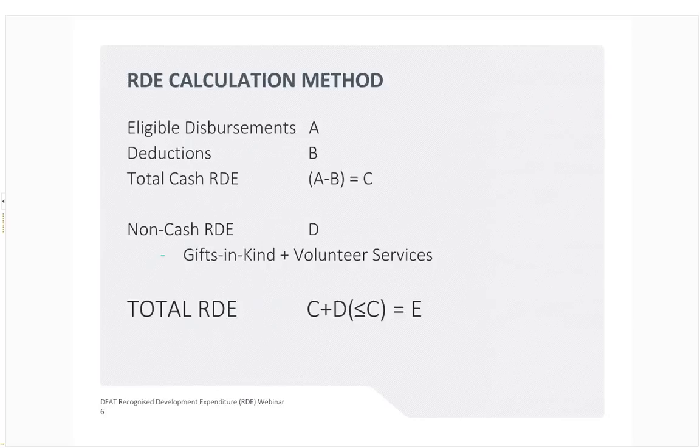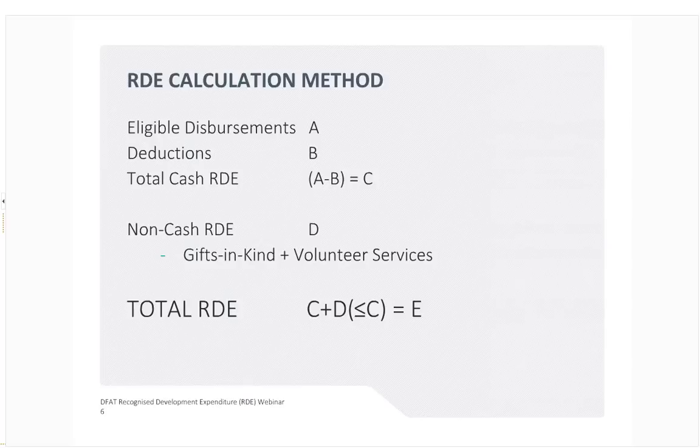So I'm going to move along just to give a summary of the RDE calculation method. This formula is definitely one for the finance people, I think. We're starting this year with a slightly revised RDE explanatory notes. We start with eligible disbursements. The form will ask you to list all of your eligible disbursements and then list all of your deductions, and your total cash RDE will be your eligible disbursements minus your deductions. That will give you your total cash amount.